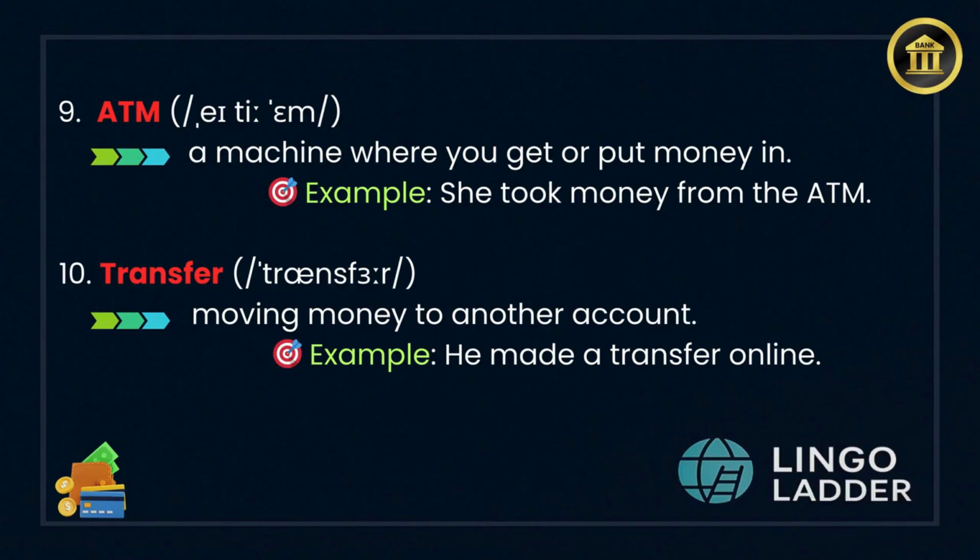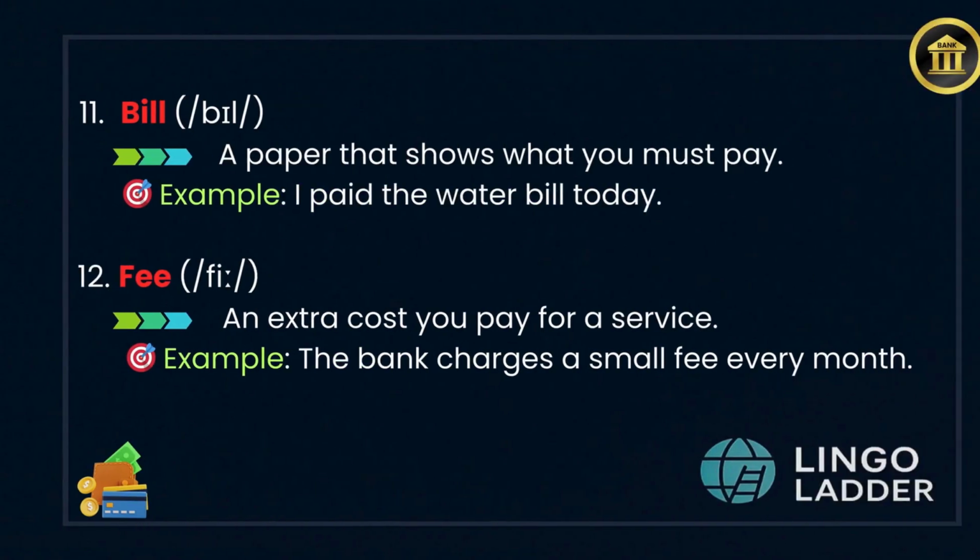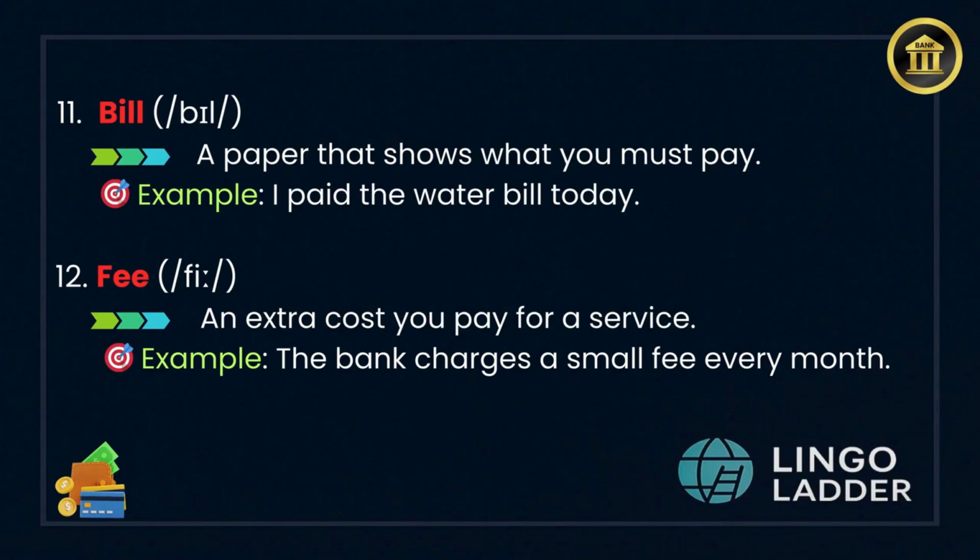9. ATM. An ATM is a machine where you get or put money in. 10. Transfer. A transfer is moving money to another account. 11. Bill. A bill is a paper that shows what you must pay. 12. Fee. A fee is an extra cost you pay for a service.